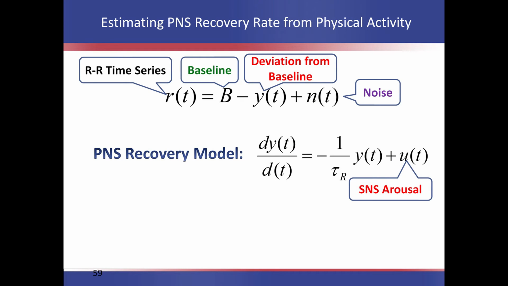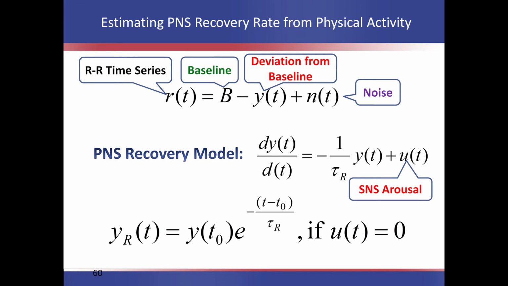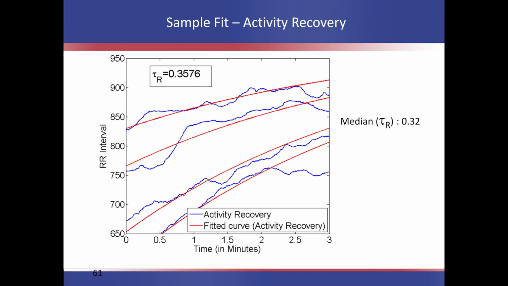And so the PNS recovery model, if we model it as a function of time, takes the form of a simple differential equation, and U of t is basically the SNS arousal component. If the arousal component is absent, which will be the case in cocaine-free recovery from activity, then here is the expression for how we estimate the time constant for the PNS system recovery.